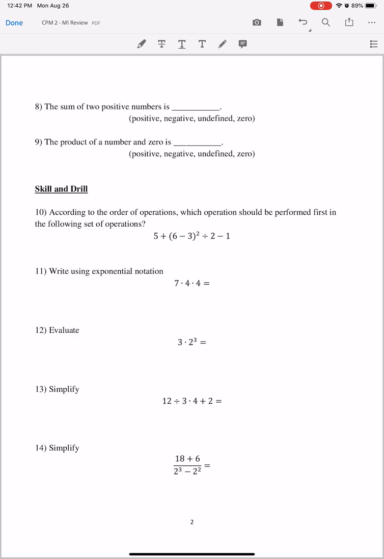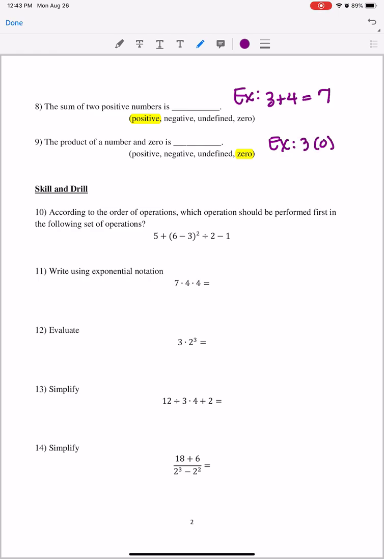Okay, so that's all the vocab on, oh no, I didn't think it was. The sum of two positive numbers is positive. Okay, so for example, 3 plus 4 is going to equal a positive 7. And the product of a number and 0 is 0. So for example, on that one, you have some number like 3 times 0. 0 times anything is 0.